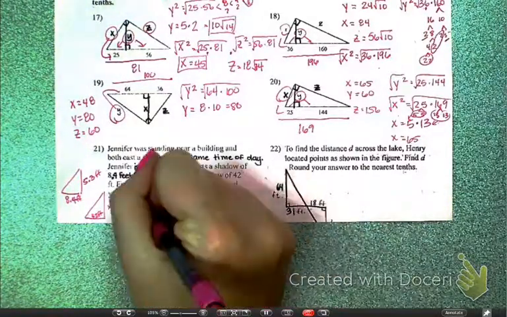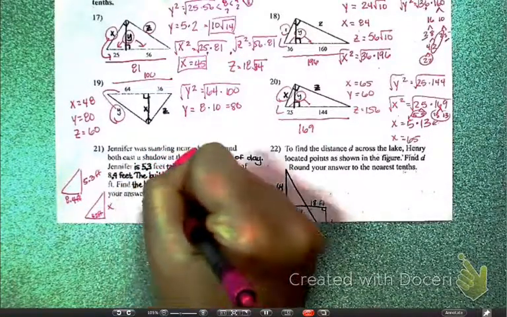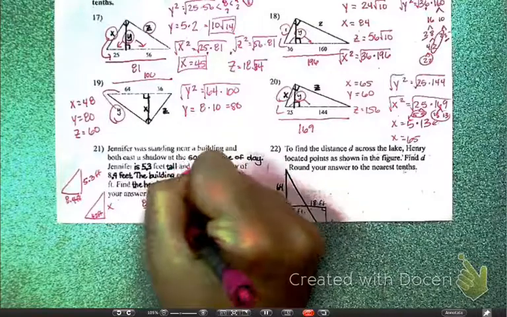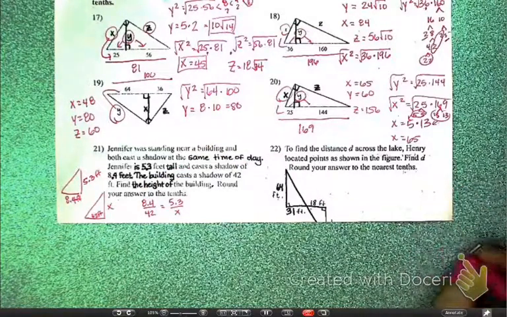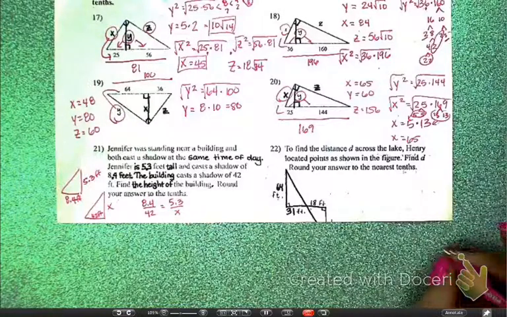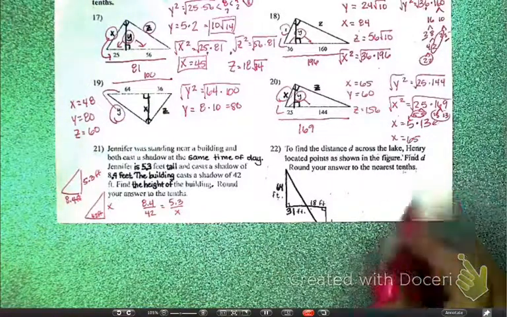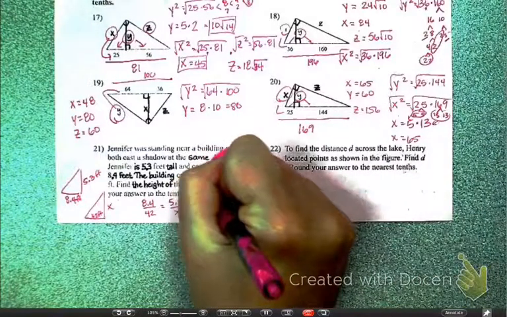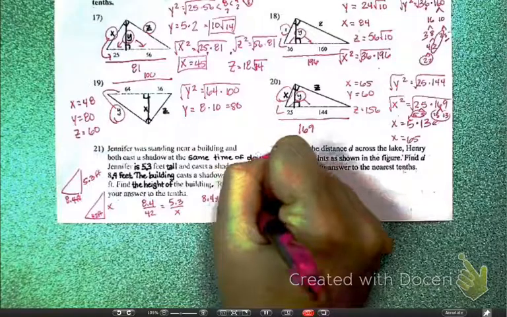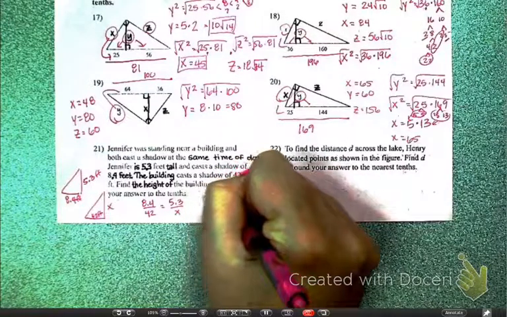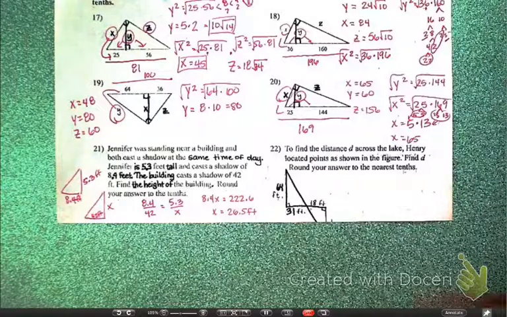So shadow to shadow, height to height. And the one tomorrow is already drawn for you. So it's a matter of you being able to just set up the problem. When you cross multiply, you get 8.4x equals 222.6. X equals 26.5 feet. There's no conversion necessary.